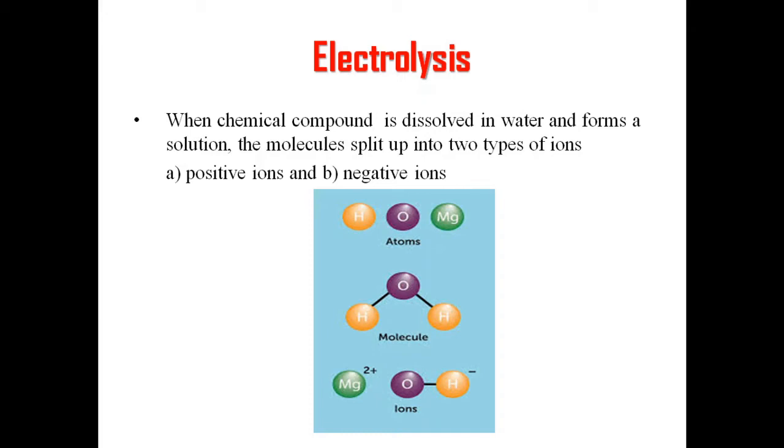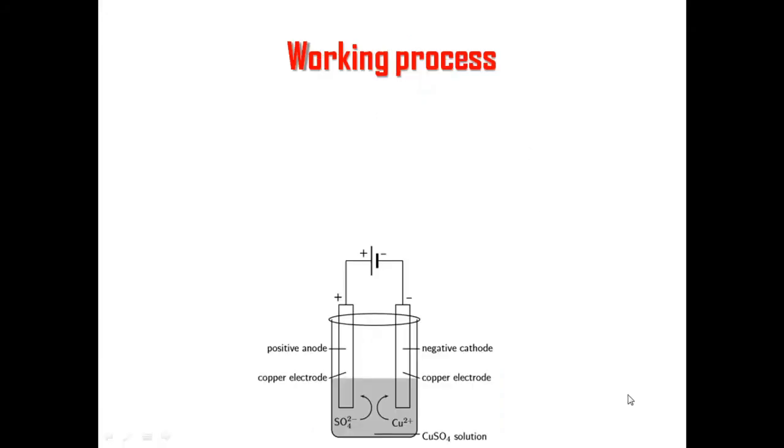To understand this, let us take an example. We have a container with copper sulfate solution, which is copper sulfate dissolved in water. Two electrodes are connected and dipped in the solution. The positive electrode is named the anode and the negative electrode is the cathode. We have a DC supply here, and these electrodes are made of copper. Now let's see what actually happens here.